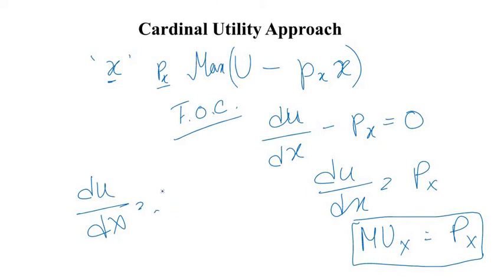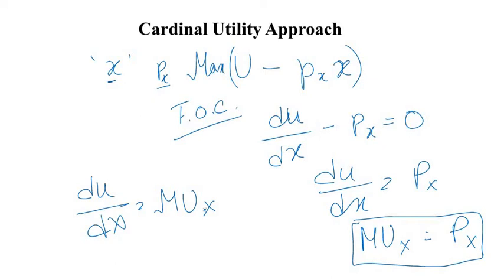Why am I writing it as MUx? So dU/dx actually shows the additional utility or the additional satisfaction that the consumer can have by consuming one additional unit of the commodity. So the change in the utility due to consumption of one additional unit of the commodity, that's what we are calling here the marginal utility of the commodity.